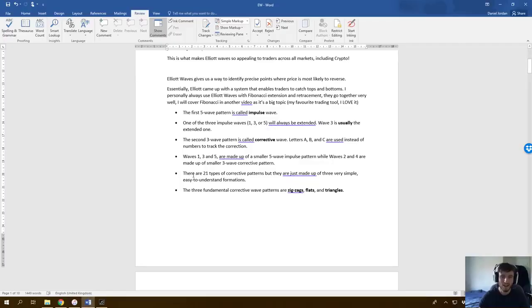It's so interesting. There are actually 21 types of corrective patterns, but they are made up of 3 very simple and easy to understand formations, and the 3 fundamental corrective patterns are zigzags, flats, and triangles. So there's 21 in total, but you can put these 21 patterns under 3 main headers of zigzags, flats, and triangles, and that's what I'll be going over in the next lesson video for you all.